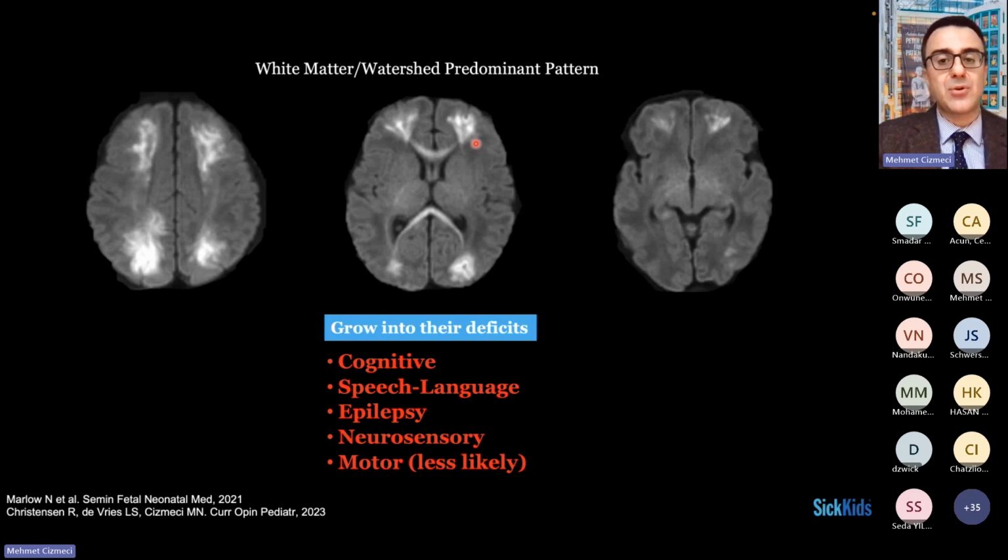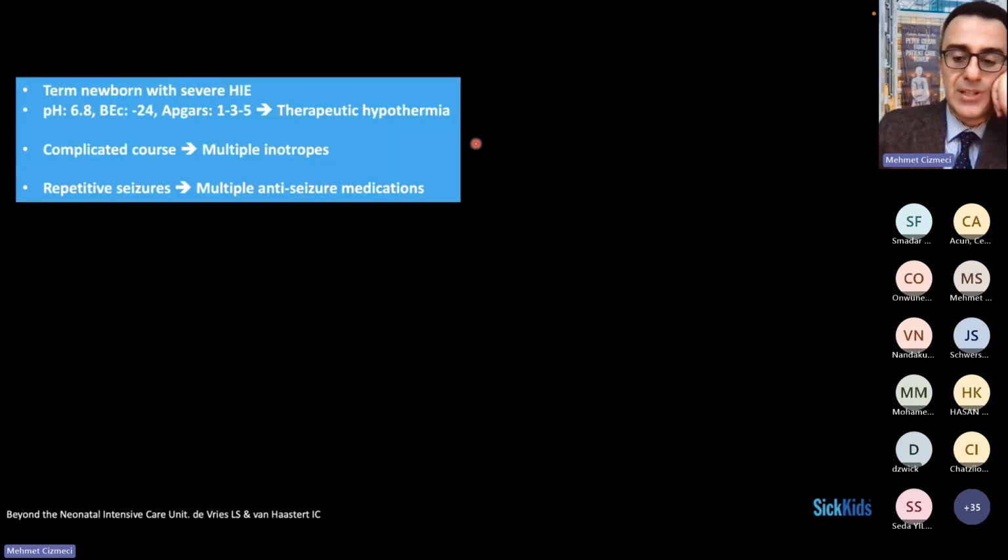So usually a great majority of the challenges that these babies may face present at school age. That's one of the important things that we need to remember. Or we can see an injury that's a combination of both of these patterns.